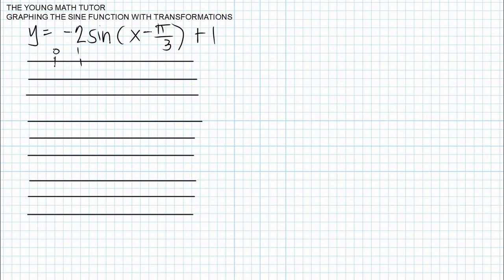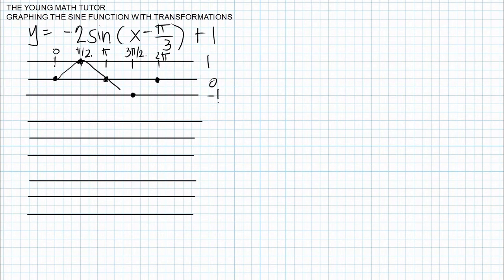Now let's try graphing one with a negative amplitude. So that's negative 2 sine of x minus pi over 3 plus 1. So let's start with graphing our original function. So at 0, it's 0. At pi over 2, it's 1. At pi, it's 0 again. At 3 pi over 2, it's negative 1. And at 2 pi, it's 0.